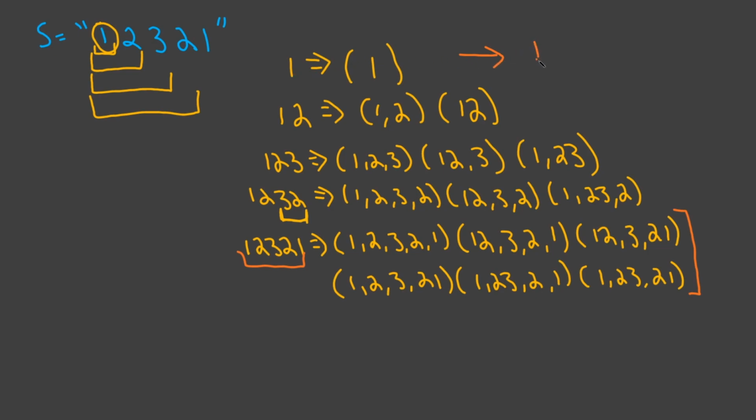So for this first one, you can only do one combination. When it's 1 and 2, you can have 2 different combinations. 1, 2, and 3, you can do 3 different combinations. 1, 2, 3, and 2 still only gives 3 combinations. And then if you add a 1 at the end, you can have 6 combinations.